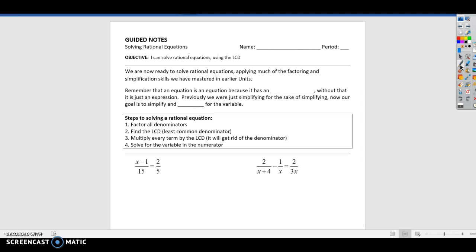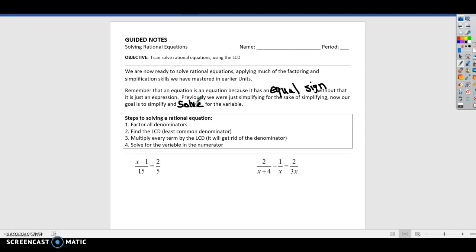Okay, so first thing we're going to do is remember what an equation is. So remember that an equation is an equation because it has an equal sign. Alright, without that, it's just an expression. Previously, we were just simplifying for the sake of simplifying. Now your goal is to simplify and solve. Okay? So now we're going to be solving equations.